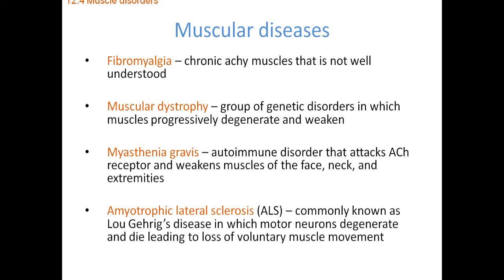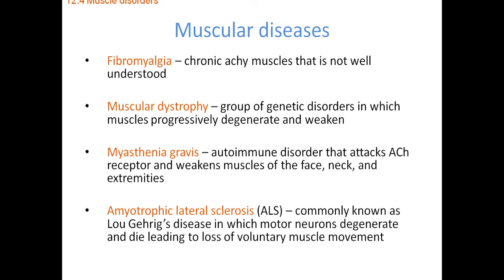Okay. Myasthenia gravis. This is an autoimmune disease. An autoimmune disease is when your body starts to attack itself. So your body starts making antibodies to these acetylcholine receptors. They notice it in their face first of all. So it weakens the muscles in your face, your neck, and the extremities.